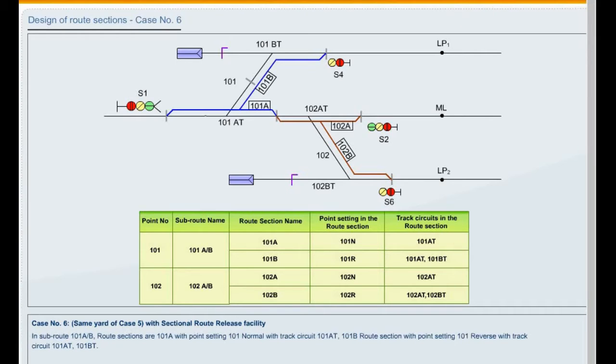In subroute 101A by B, route sections are 101A with point setting 101 normal with track circuit 101AT, 101B route section with point setting 101 reverse with track circuit 101AT, 101BT. In subroute 102A by B, route sections are 102A with point setting 102 normal with track circuit 102AT, 102B route section with point setting 102 reverse with track circuit 102AT, 102BT.